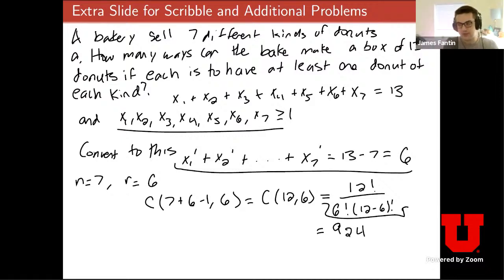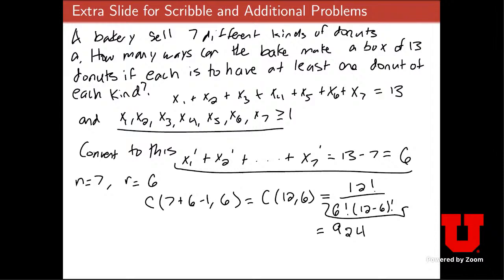So there's 924 ways that you can make this many boxes of donuts. And there was a question? Yeah, can I propose an alternate but similar strategy and have you work through it real quick, or else tell me why it's bad strategy?